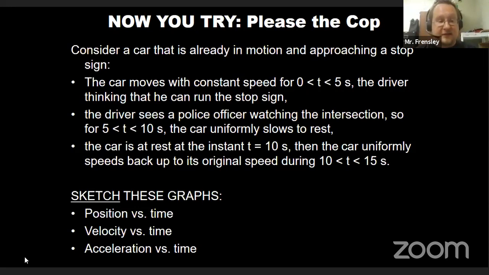So again, you're going to sketch these graphs. I personally might start with velocity and then go on to position or acceleration, but it's up to you. And I'm going to give you 3 minutes for it. Let's say 1 minute for each graph. So on your mark, get set, go.